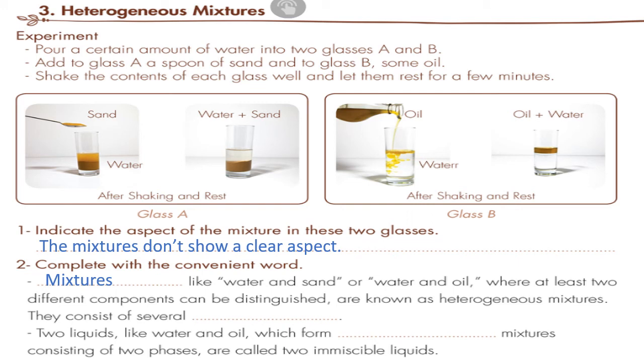The sand didn't disappear. It didn't dissolve in the water like the salt. Also the oil, it didn't mix with the water like the vinegar. We can still see the oil floating on the surface. So these heterogeneous mixtures consist of several phases. In this case, we have two phases, one for water and one for sand, one for oil and one for water. Two liquids like water and oil, which form heterogeneous mixtures consisting of two phases, are called two immiscible liquids, which means that oil and water can't mix together.